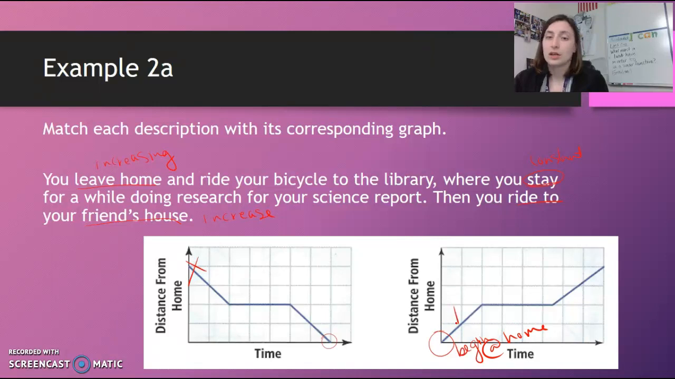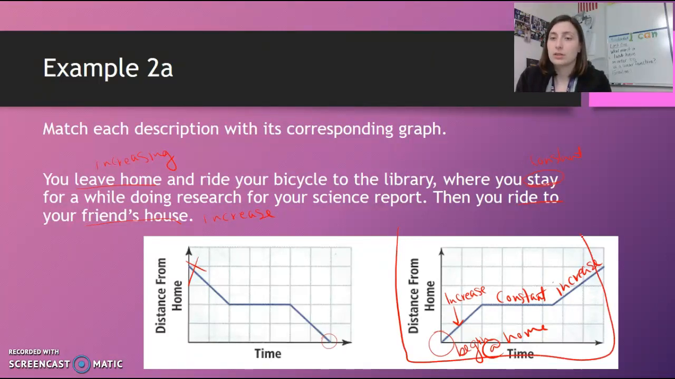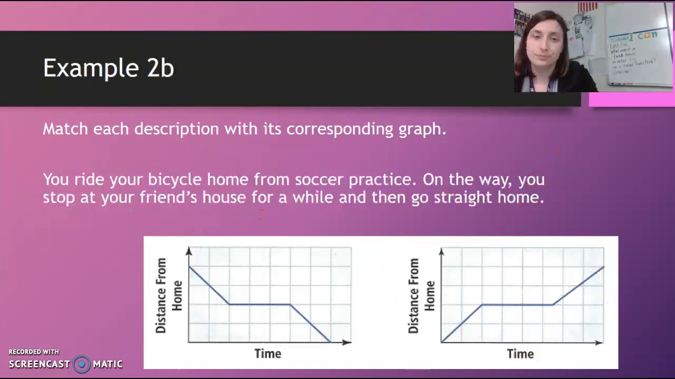And then increase, constant, increase, which would match our increase, constant, increase that we wrote just looking at the paragraph itself. And so that means this second one, oops, not the best circle or box, but that second one is our answer. So on to the last example.